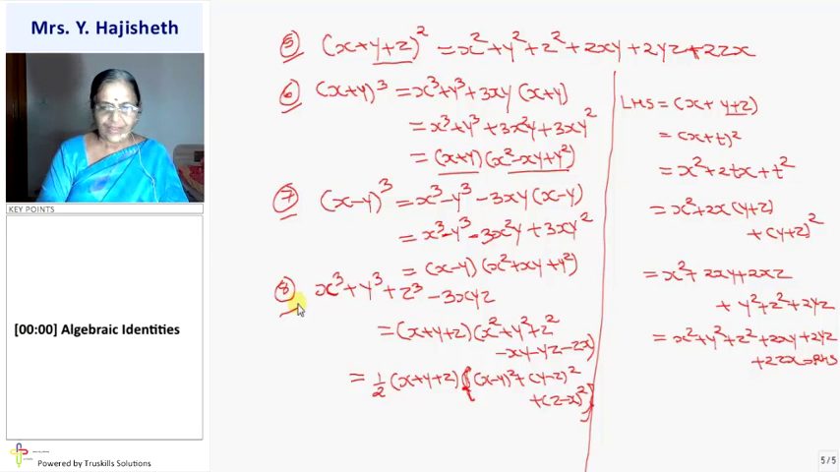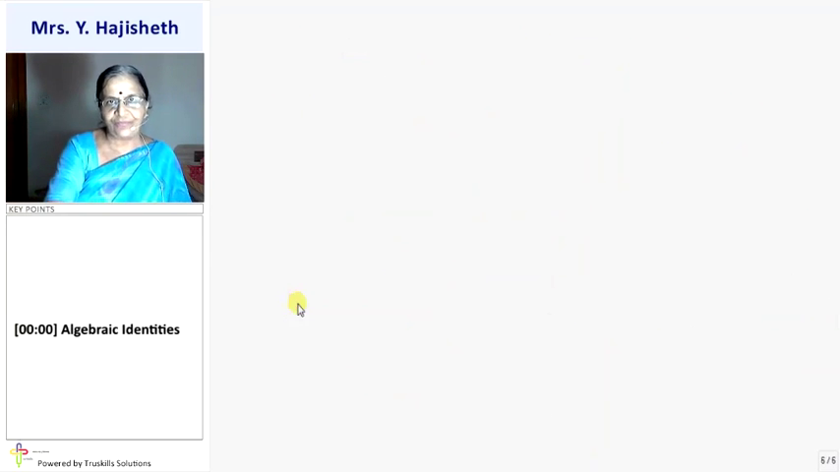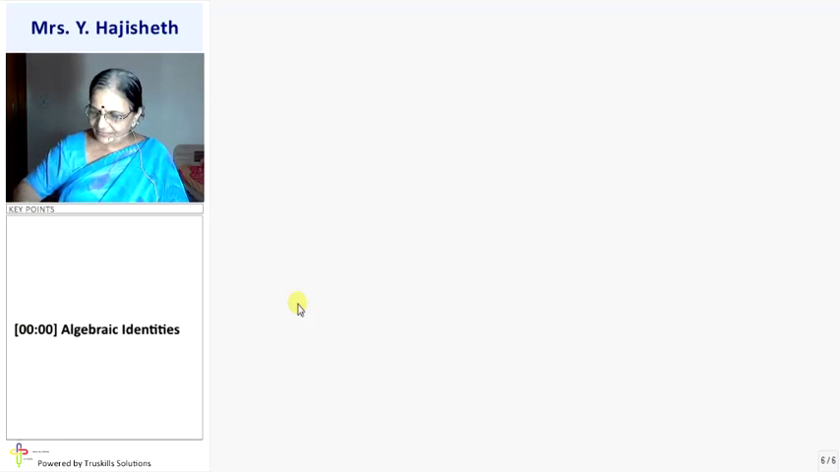Right? Now we are doing sums based on this algebraic identity. Okay? Clear?